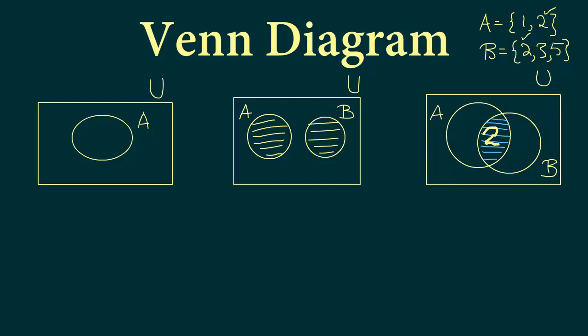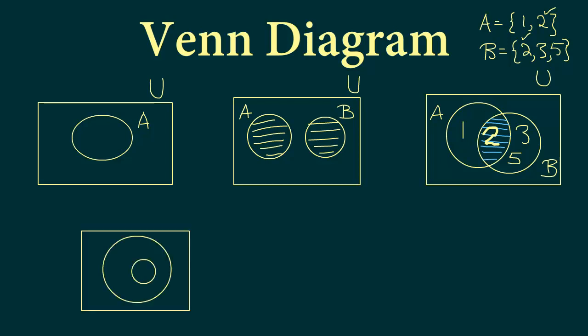So what about the rest of the elements? Well, the rest of the elements for A, so this circle should show all elements of A. A has 1 and 2. So if 2 is in this common part, 1 can be anywhere. So let's say 1 is here. Now for set B, it has 2, 3, and 5. So if 2 is here, maybe 3 is here and 5 is here. So this is how we actually write elements inside of a set and sets inside of a universal set. All right, so let's take a look at some more examples.